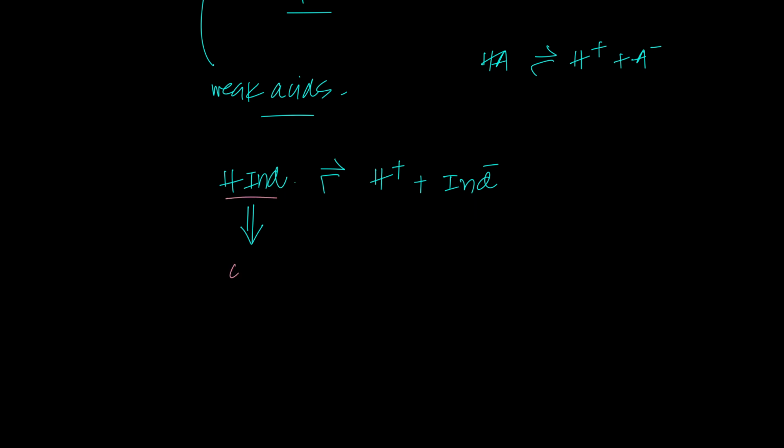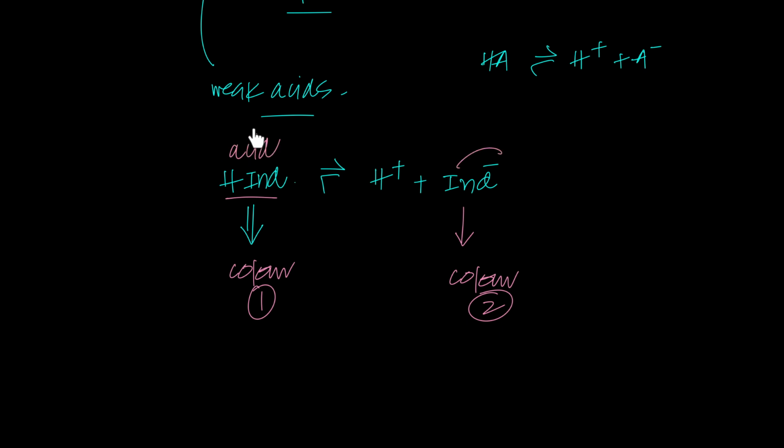And the beauty about not going into complete ionization, or only very slightly ionizing, is the idea that this HIND actually has a color. I'll call this color 1. Right? And this IND minus has another color, color 2, right? And I'm going to actually teach you how indicators work, right?